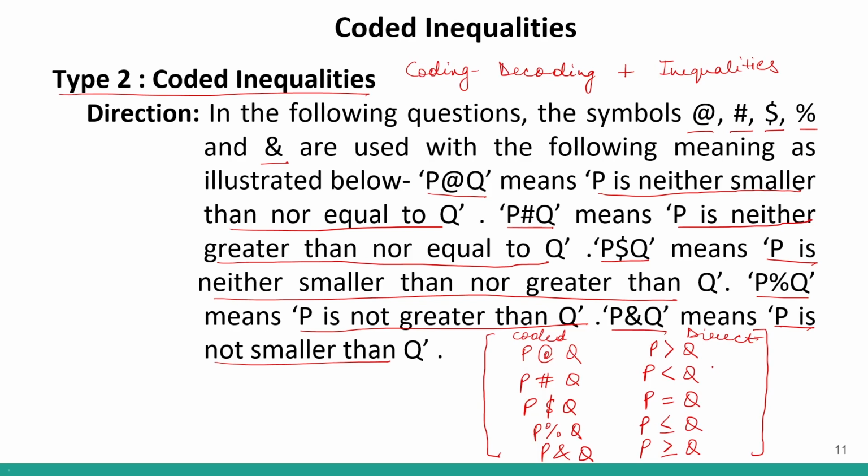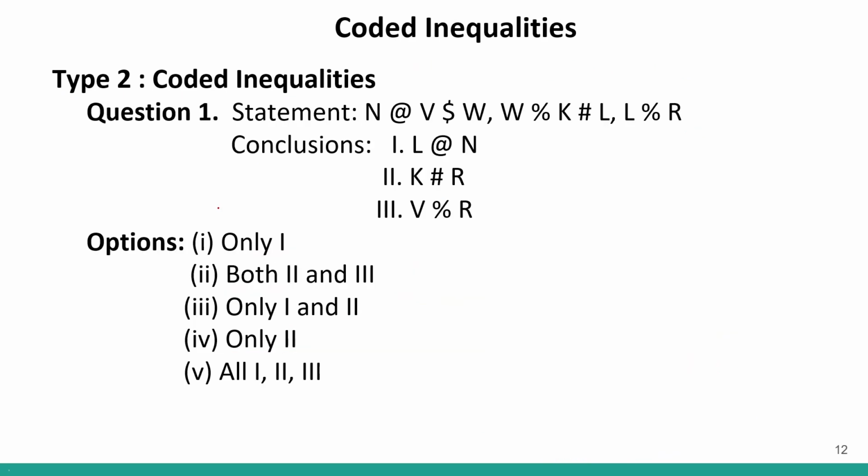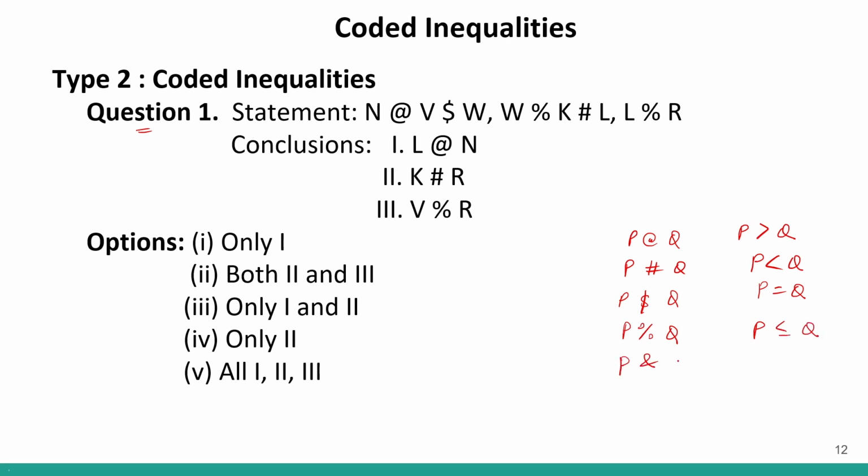Okay, now let us look at question number 1. So let me quickly write. P at the rate q means p is greater than q. P hashtag q means p is smaller than q. P dollar q means p is equal to q. Similarly, p percentage q means p is smaller than or equal to q, and p and q means p is greater than or equal to q. So these were the coded inequalities or the coded directions.